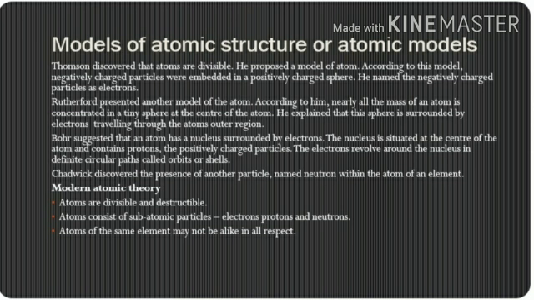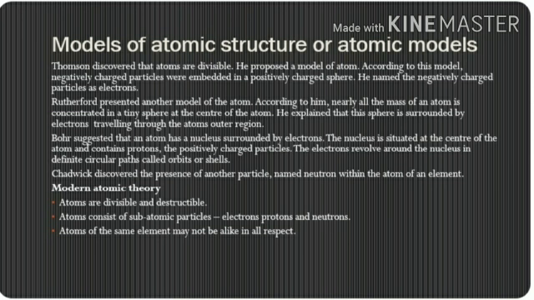Models of atomic structure or atomic models. In the year 1897, a British physicist named Joseph James Thomson discovered that atoms are divisible. He proposed a model of atom. According to this model, negatively charged particles were embedded in a positively charged sphere. He named the negatively charged particles as electrons.